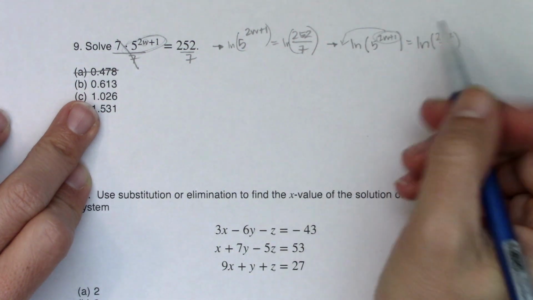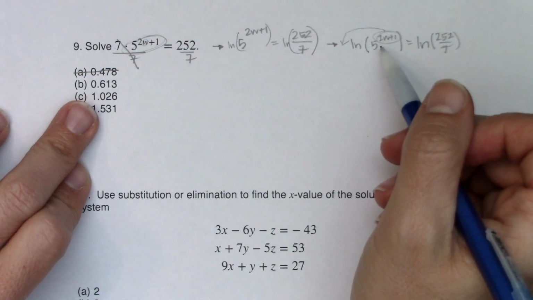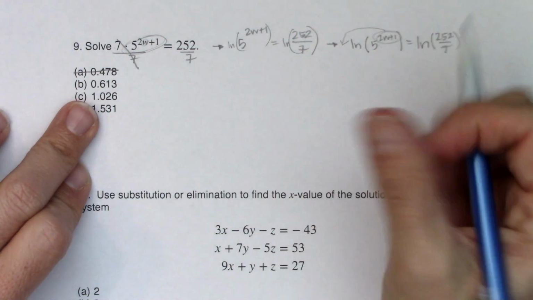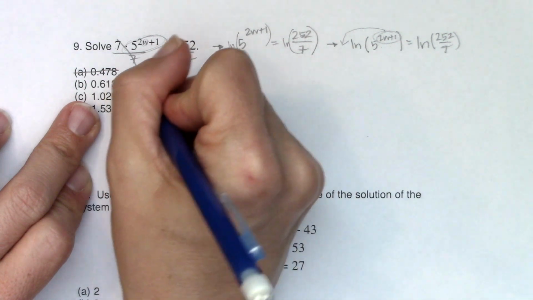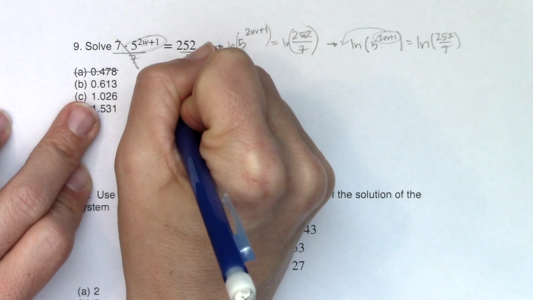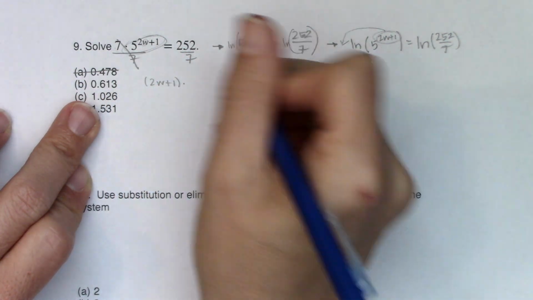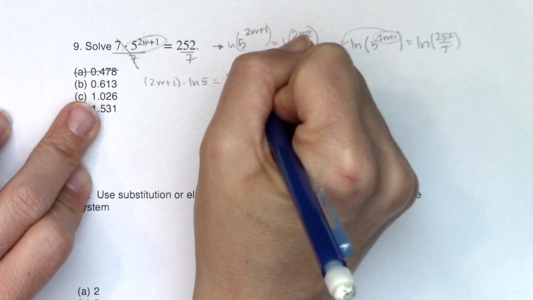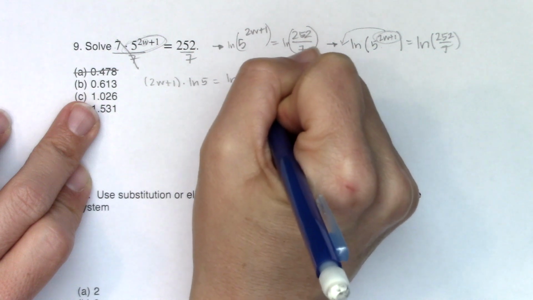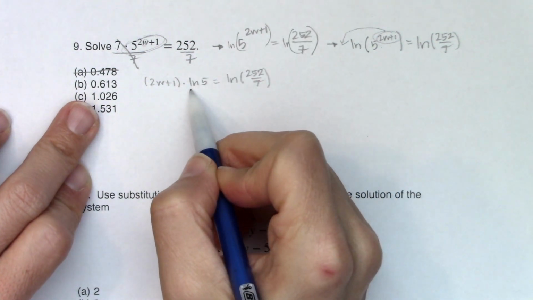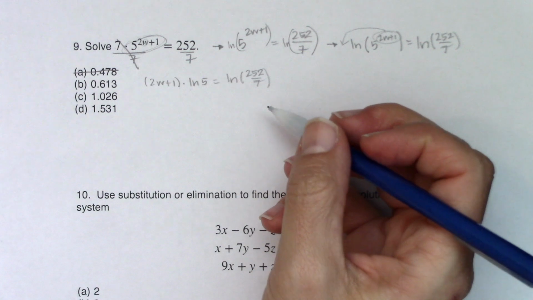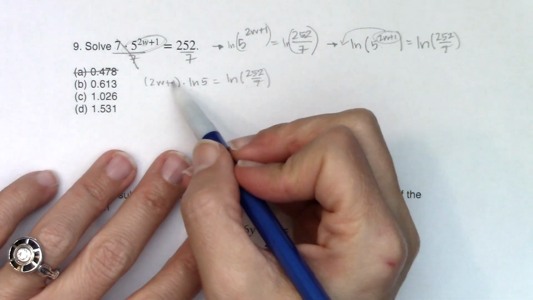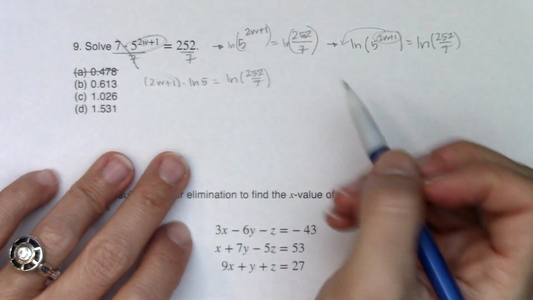One of our logarithmic properties says if you log a power, you can bring the exponent down in front. Now, since this exponent is a binomial, I'm going to protect it with parentheses. So I'm going to have 2w plus 1 times ln of 5 being equal to the ln of 252 over 7. And again, I could be writing log here. Common log, natural log, it's going to get you the same answer. But I still want to solve for w.